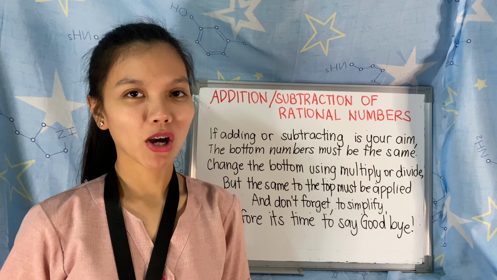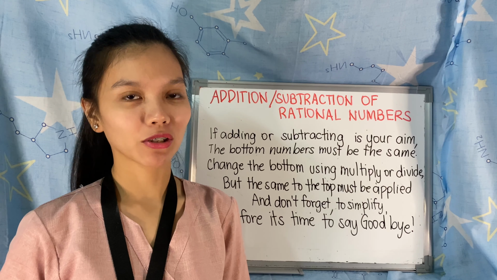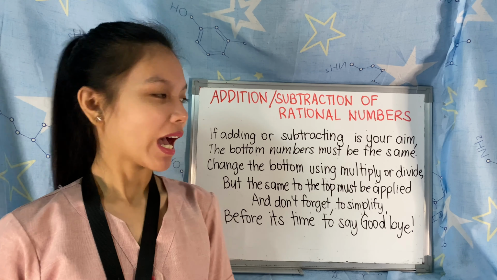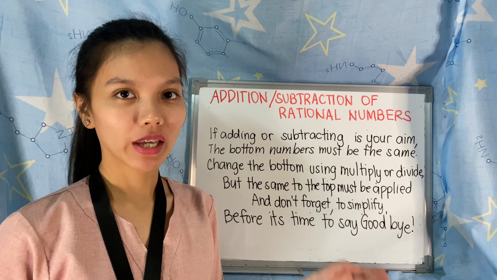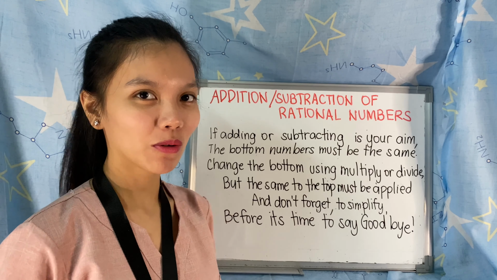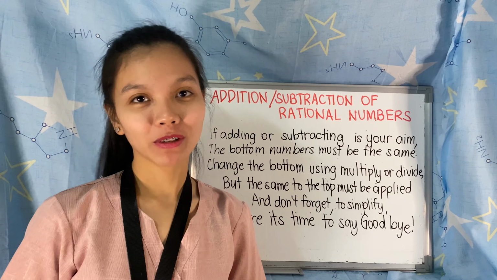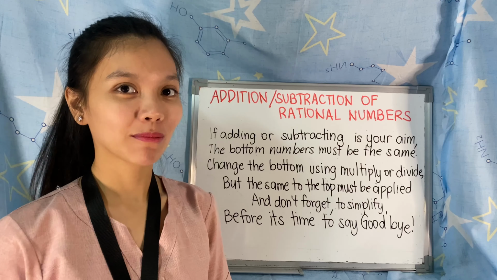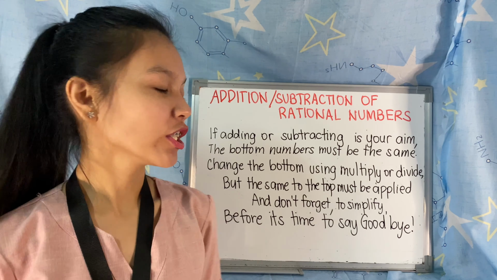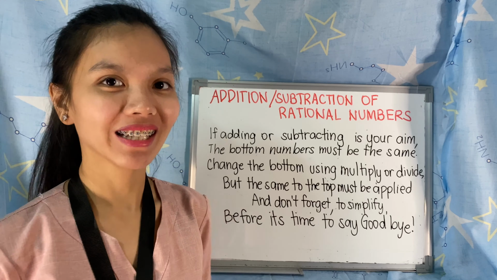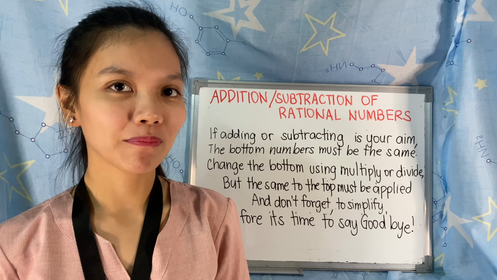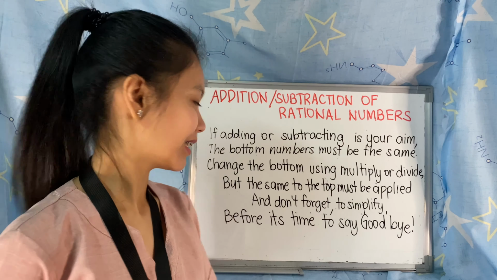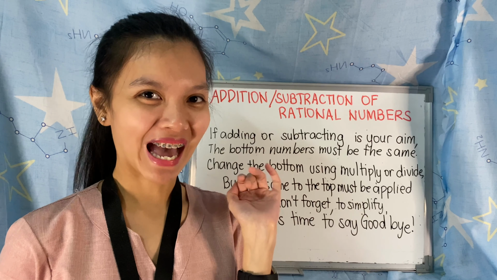Okay, before we move on to the addition and subtraction of rational numbers with different denominators, or the dissimilar fractions, I will give you this poem or short rhyme. If adding or subtracting is your aim, the bottom numbers must be the same. Change the bottom using multiply or divide, but the same to the top must be applied. And don't forget to simplify before it's time to say goodbye.